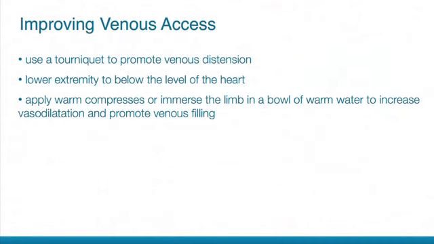The following steps can be taken to improve venous access: the use of a tourniquet to promote venous distension, lowering of the extremity to below the level of the heart, and, if required, apply warm compresses or immerse the limb in a bowl of warm water to increase vasodilatation and promote venous filling.